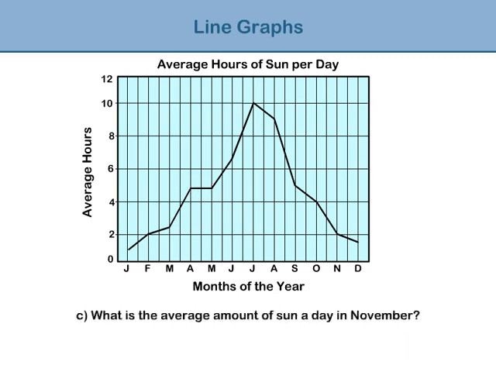C. What is the average amount of sun a day in November? We read along the x-axis to November, and then go up the line on the graph, and then read the value from the y-axis. November had an average of 2 hours of sun a day.